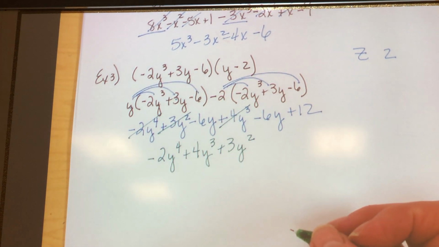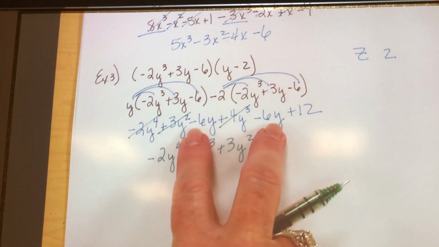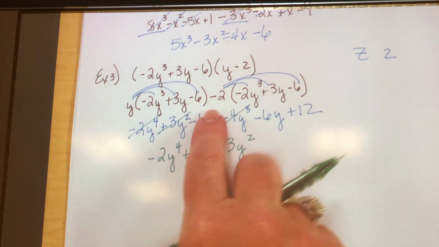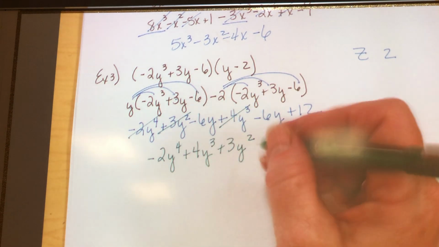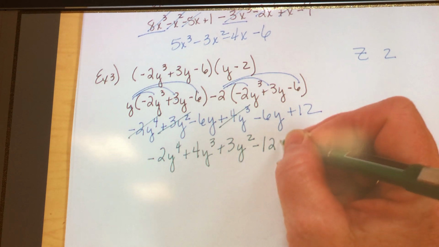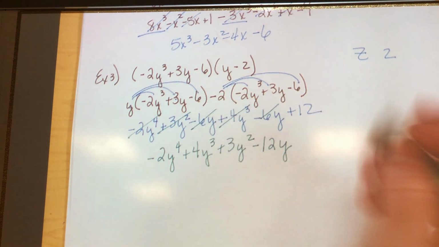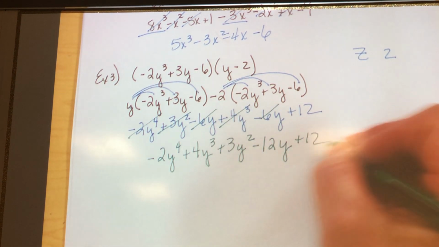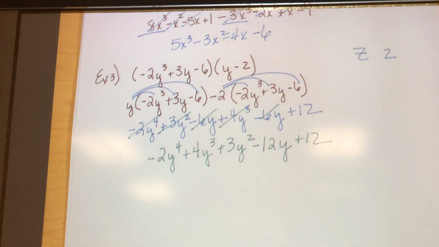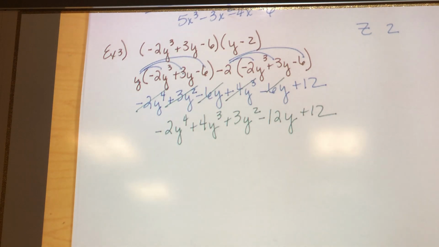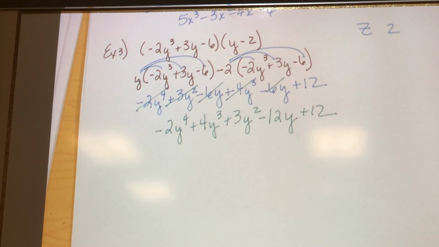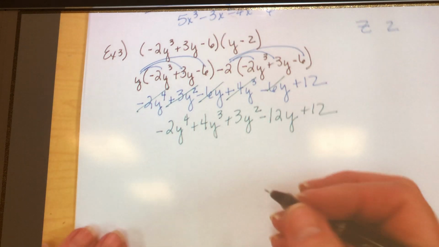What goes next? Now, what's gonna be the careless mistake right here? Yeah, people are going, cancel, no y's. No, people, negative 12y. All right, and then plus 12. Anybody got a question? All right, what about one more of these? Want to try one more of these? Yes? Okay, let's do one more.